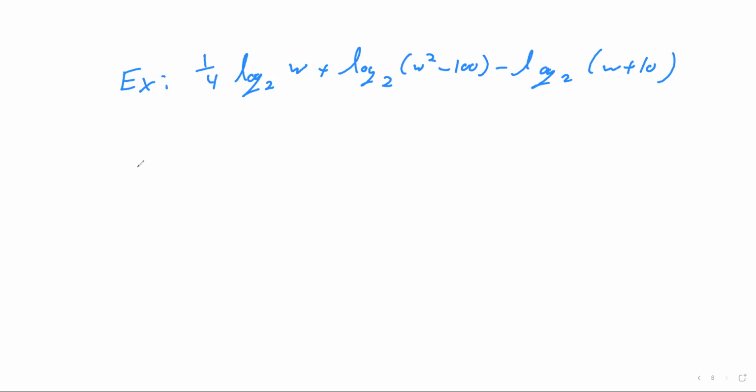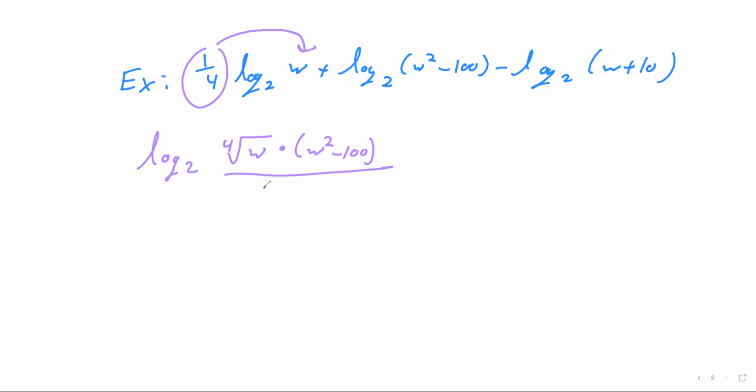Single logarithm tells me I write log one time, so log base 2. All exponents or coefficients become exponents. That's the only one I see. So far, I know that this is going to be the 4th root of W. Go ahead and convert it. If you have to write out W to the 1/4 and then the 4th root, that's fine. I then get a multiplication sign, and I see that I have W squared minus 100. And then I have a division sign, W plus 10.